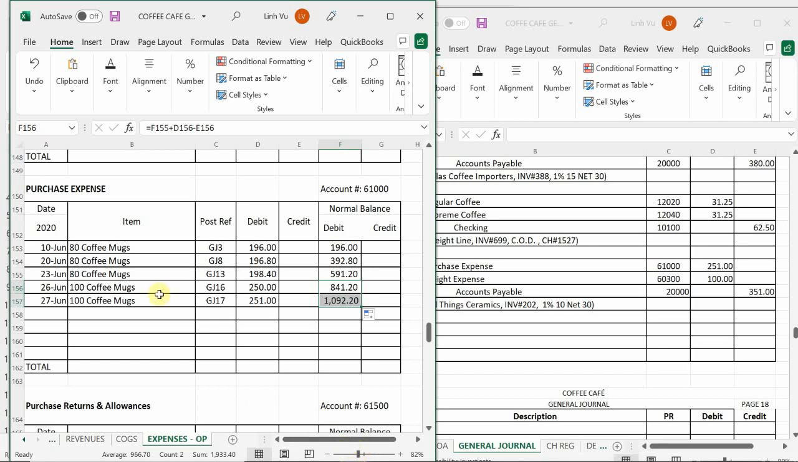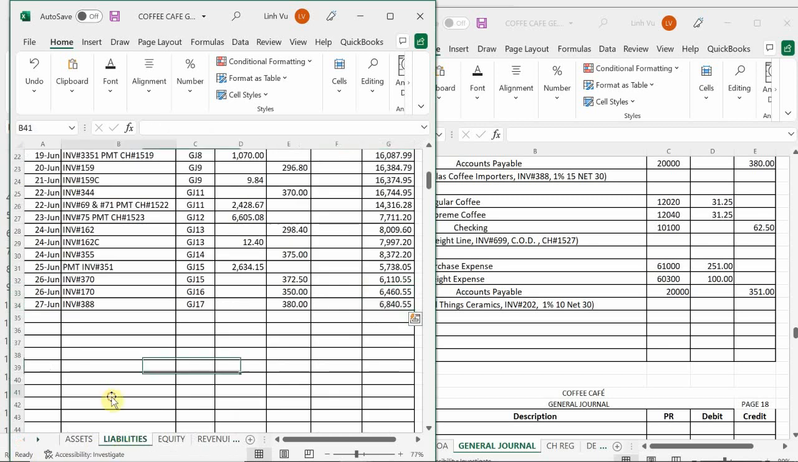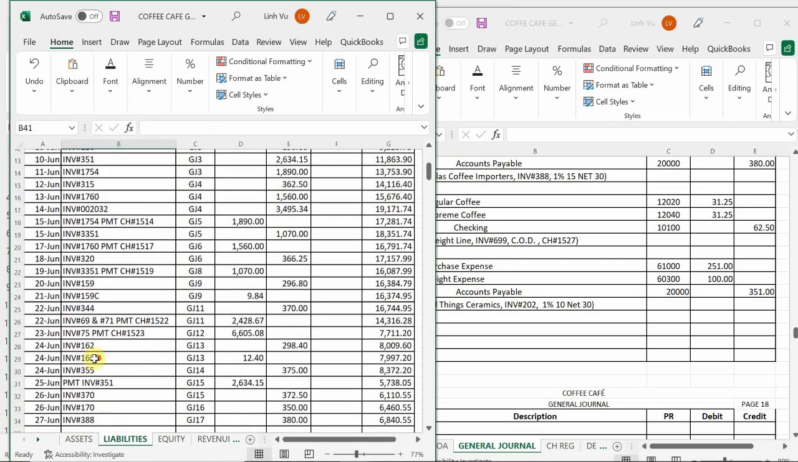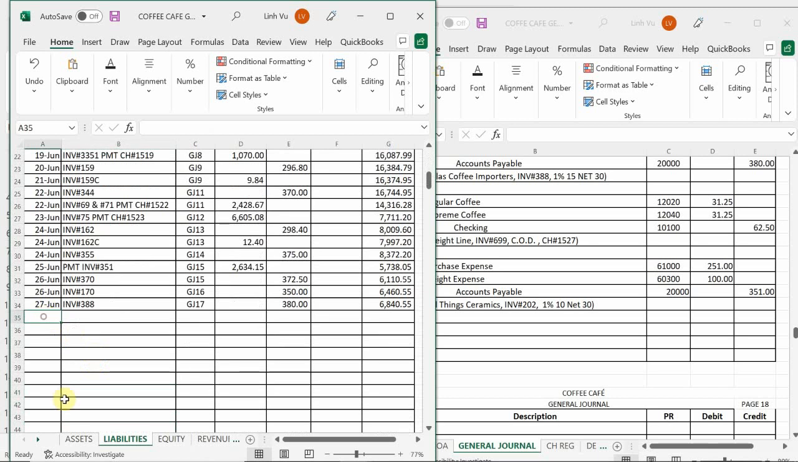Okay. So now that we recorded those two, I have a liability that I need to update as well. Okay, because I am taking advantage of their terms and choosing to pay later for invoice number 202, for another $351. So that will give you a grand total of $7,191.55.